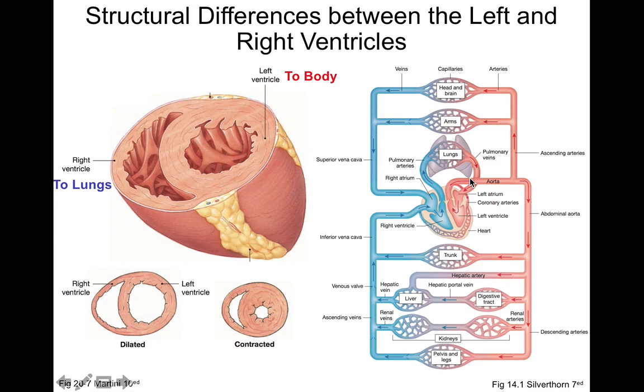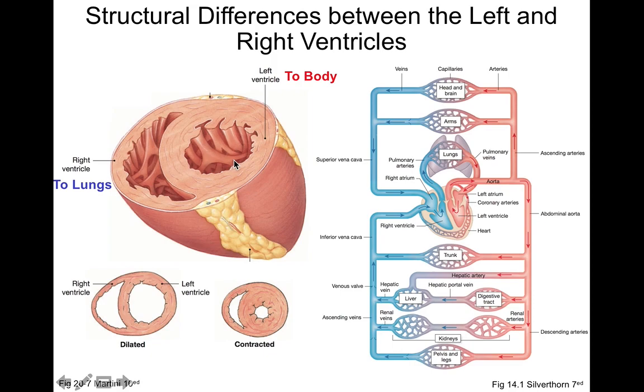Now, there are structural differences between the left and right ventricles. You may already be aware of this, but just looking at this cross-section, you can see straight away the left ventricle is very thick, the right ventricle is a lot thinner. You can see here differences between dilated and contracted stages of the ventricles. And you may already know why the left ventricle is thicker than the right ventricle.